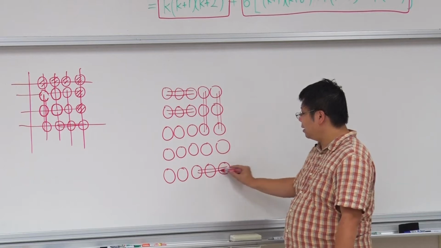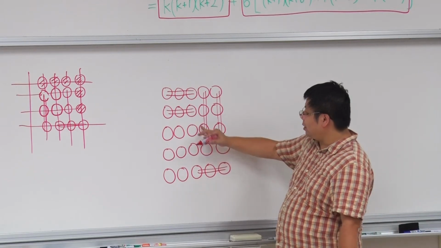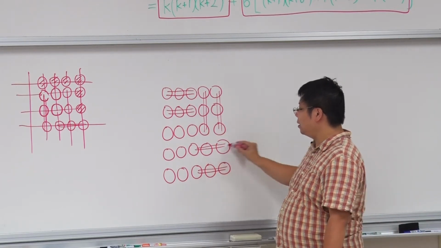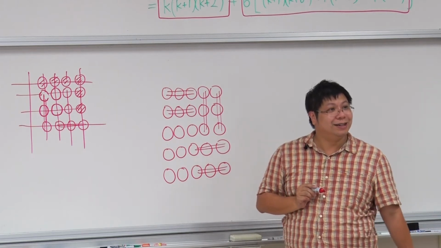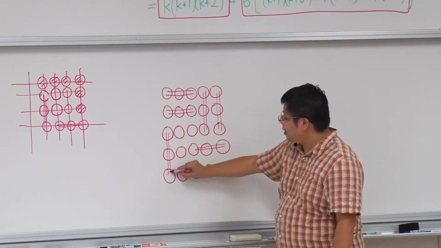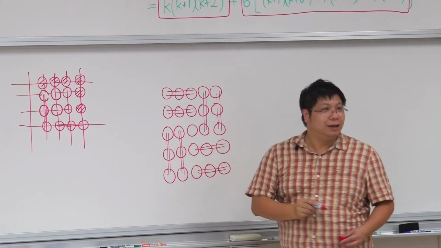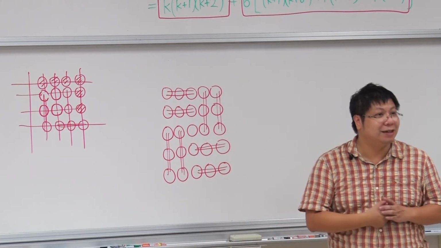I can delete these three. Is that okay? Here, I have an L shape here. I delete these three. Now, these three are gone. I have another L shape here. I can delete these three. Is that okay? And then I can delete these three. And then I finally can delete these three. So I can have one left.